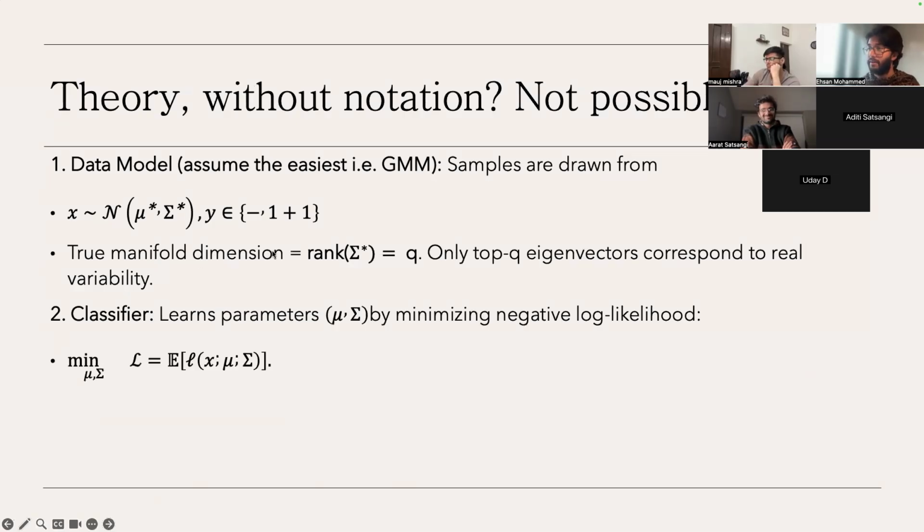The other one, the true manifold dimension that they're assuming, is based on the rank of the variance matrix, epsilon, sorry, epsilon being the variance matrix. And then the rank, if it is Q, then we are only selecting the top Q eigenvectors, which actually correspond to some kind of real variability.